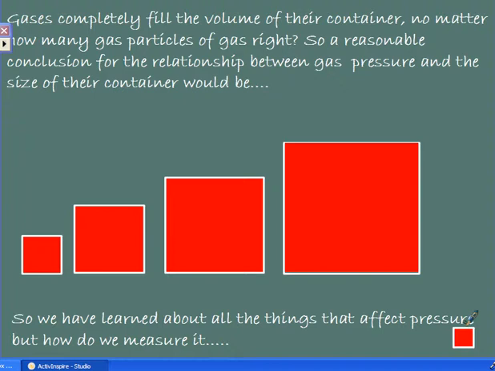So gases completely fill the volume of their container, no matter what, right? So a reasonable conclusion for the relationship between gas volume and the size of their container would be that pressure is inversely proportional to volume. Let's just let that sink in. Pressure goes down as volume goes up, and pressure goes up as volume goes down.